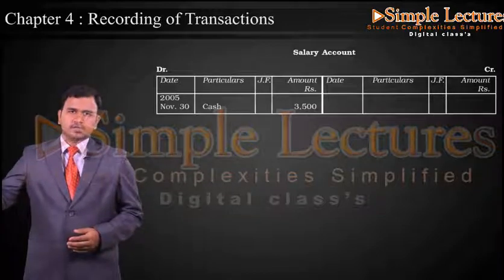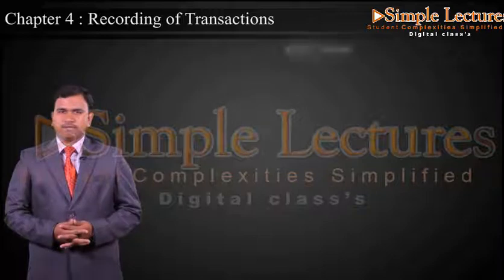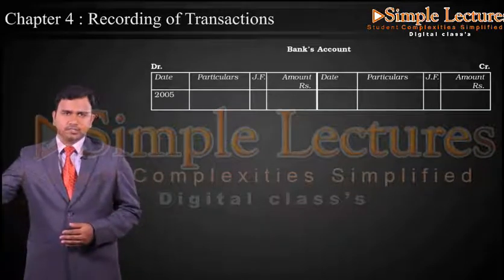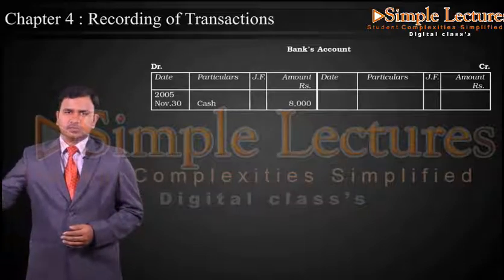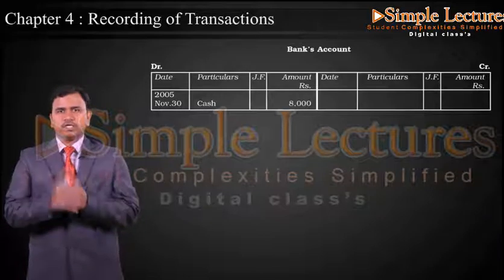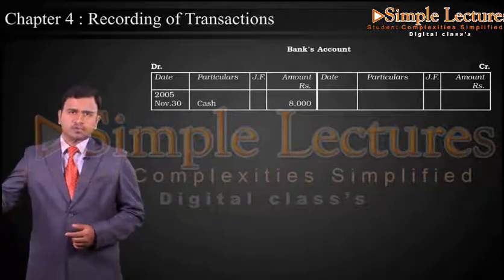So let us take the table first. The title will be bank account. Again format remains the same, and entry will be taken in the debit side November 30th to cash account, amount column 8,000. Since we have only one entry here, account have to be closed here itself.